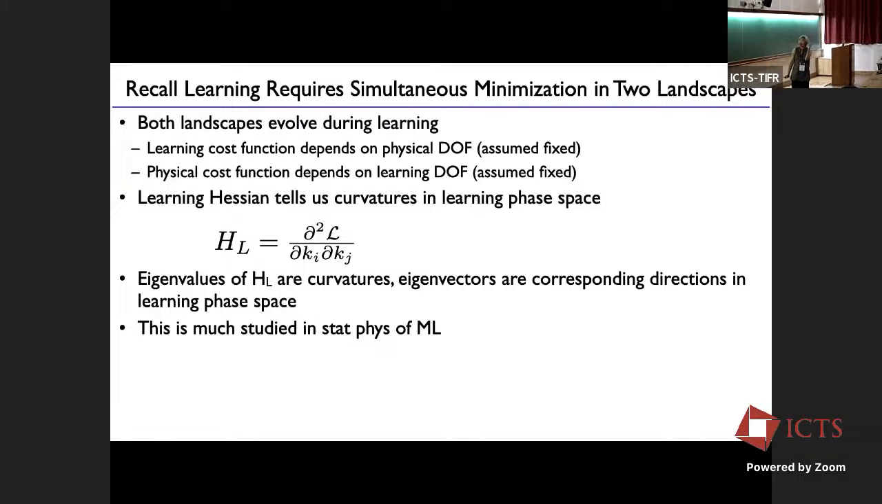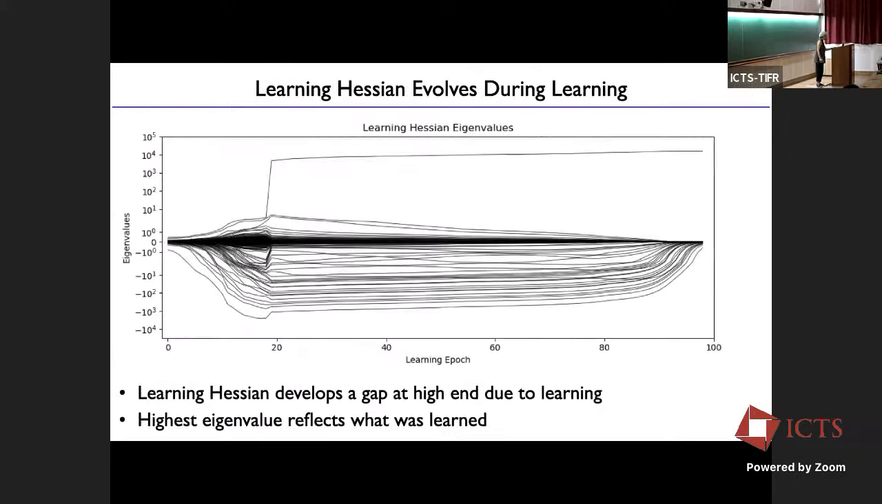So the eigenvalues of the Hessian are the curvatures of the learning landscape around the minimum, right? We're going to a minimum of the cost function and we're sitting at the minimum and we have a distribution of curvatures in this very high dimensional phase space for the learning degrees of freedom. And the eigenvectors are the directions of those curvatures in this high dimensional space. And this is much studied. Lots of people in machine learning look at the Hessian. I have to say that they have not made much progress from it.